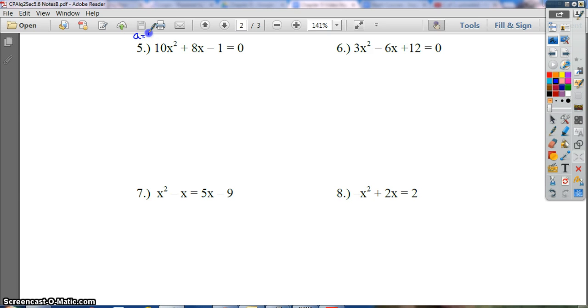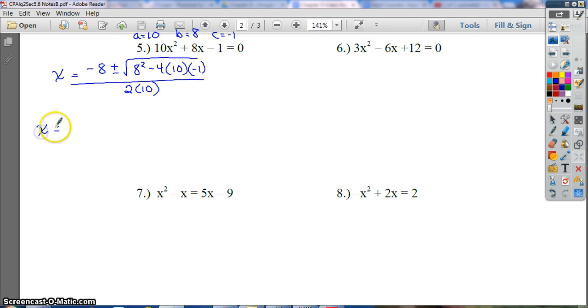Again, A is 10, B is 8, C is negative 1. So let's go through this. You got negative 8 plus or minus the square root of b squared, which would be 8 squared, minus 4 times a times c. Good. It's going to be a positive or negative. Then I have 2 times 10. So just to rewrite my stuff here, 8 squared is 64, 4 times 10 times 1, and it's going to be a positive 40, all over 20.